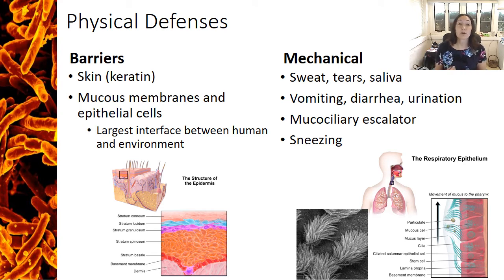Things like vomiting or diarrhea, if you have a gastrointestinal issue, is a way to get those microbes out of the body. Other mechanical ways are your mucociliary escalator. So in the respiratory tract, it's those cilia that beat up, again, to stop pathogens from coming in, or things like when you cough or you sneeze. Those are all mechanical mechanisms to get those microbes out of the body before they can cross those barriers and get into the bloodstream or get into the tissues where they can actually cause infection.